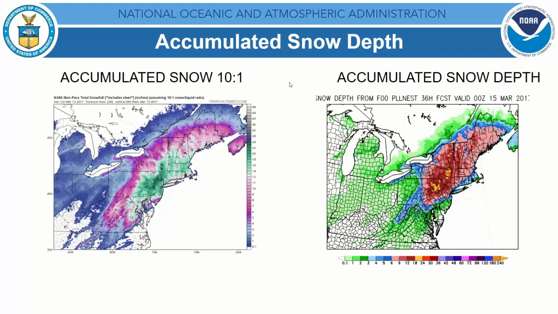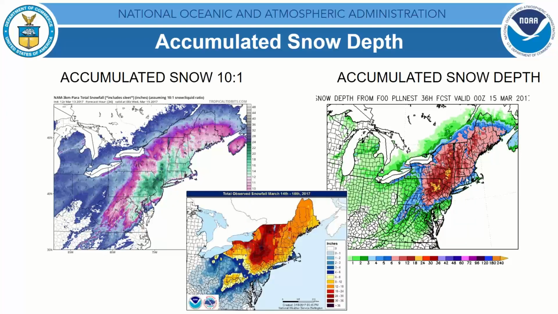Here's an example of that difference. Again, it's the same storm here, the March 2017 storm. Again, note on the left here, this is a straight 10-to-1. It's showing the highest across Pennsylvania into southern New England. And this is the accumulated snow depth, which did a much, much better job. Notice here, you've got the higher snow totals, the Poconos into central New York and the Catskills, and lesser in the way of snow depth here in southern New England. It did a much better job. And this is, again, the comparison. Notice it lines up much better with the accumulated snow depth in the model.